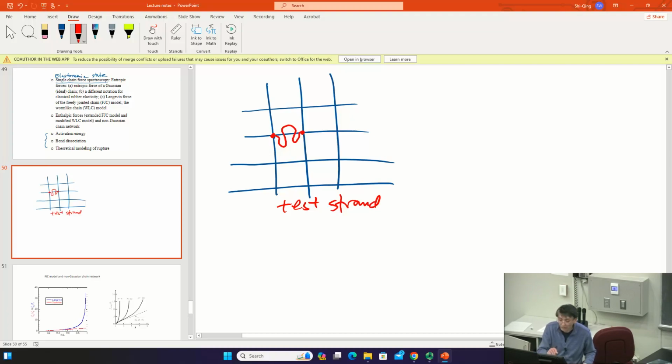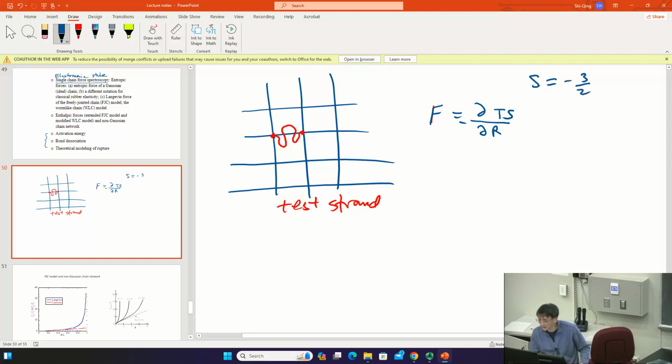From what you are familiar with, the force is basically entropic in origin. So basically, you can think about this as nothing but differentiating the entropic component of the system with respect to the size, and the entropy of the system is like 3kT times the end-to-end distance squared divided by the average size of it.